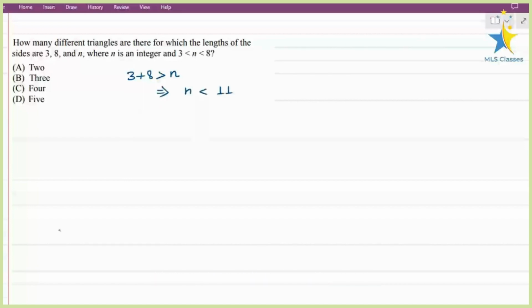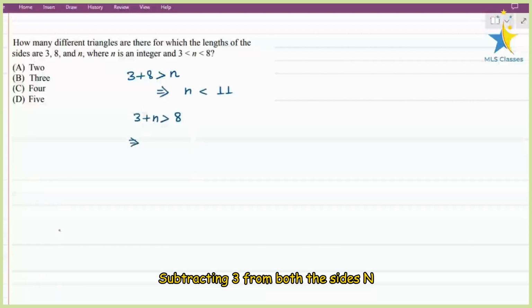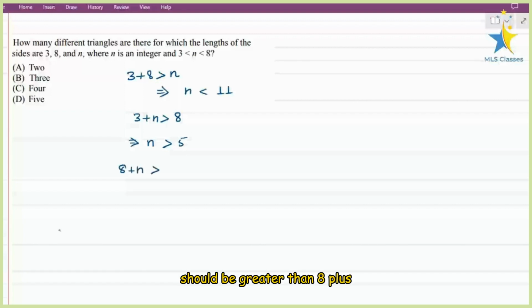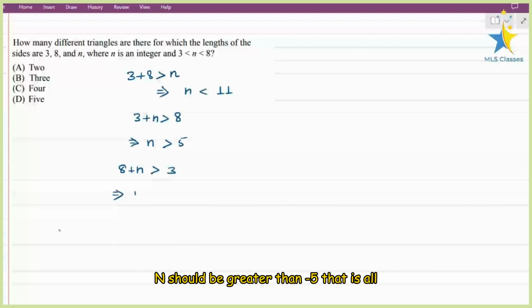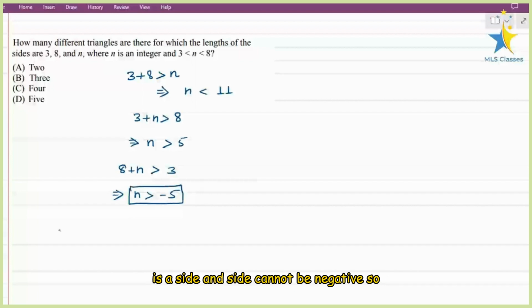Second, 3 plus n should be greater than 8. Subtracting 3 from both the sides, n should be greater than 5. So this is the second one. And third, we have 8 plus n should be greater than 3. So from here we get n should be greater than negative 5. That will already be happening because n is a side and a side cannot be negative, so it's always going to be true. So we have to only work on these two.